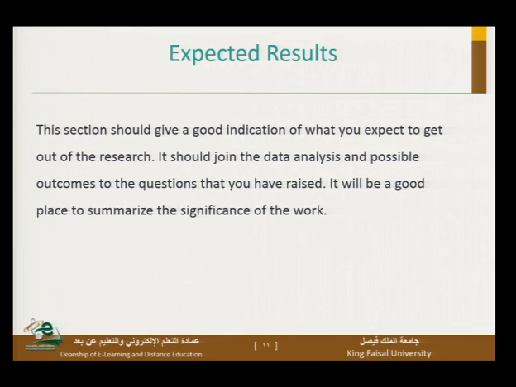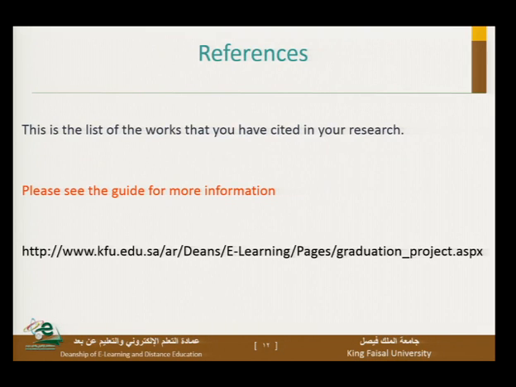So the people will say, okay, where are the results? Here, okay, so this is what he has got, or she has got. So this is where they can say that this is what we have got. The last thing is the references. This is the list of the works that you have cited in your research. This is the thing that you have taken your research from, some of it, especially in the literature review.